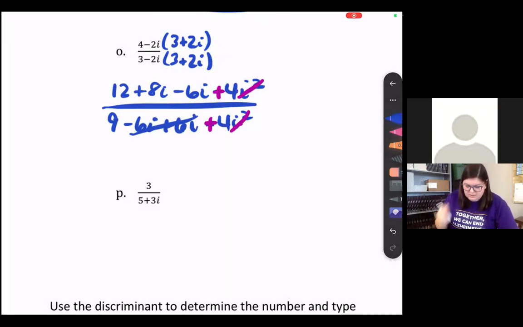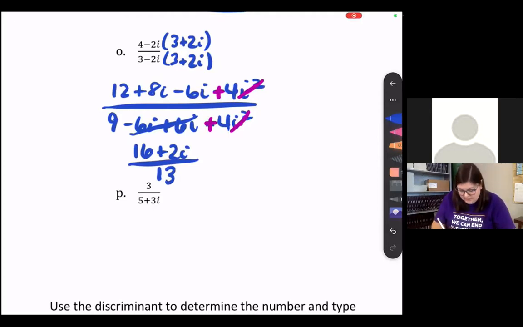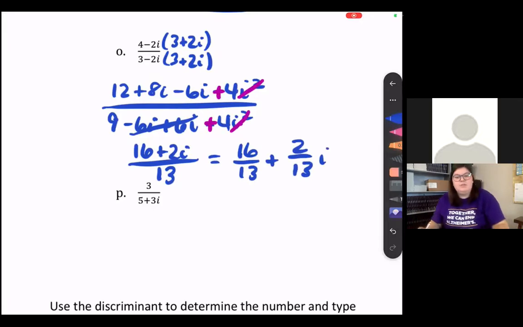Okay, then from here, combine like terms, 12 plus 4 gives me 16. 8 minus 6 gives me 2i on the top. On the bottom, I've got 9 plus 4, which gives me 13. I can't simplify that at all, so I can leave it like that. Or I can write it separately. I can say 16 over 13 plus 2 over 13i. Either one is fine there. Most of the time, you're going to see it as the chunk, though, but you can split it up.